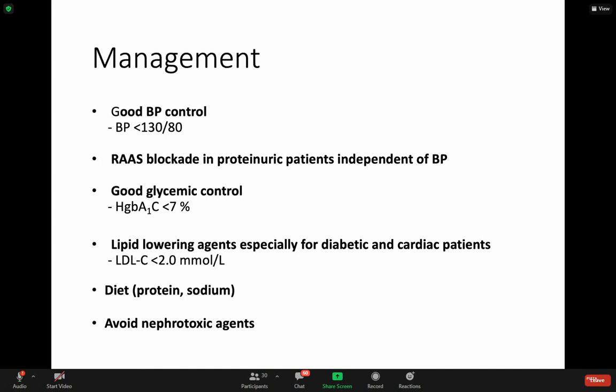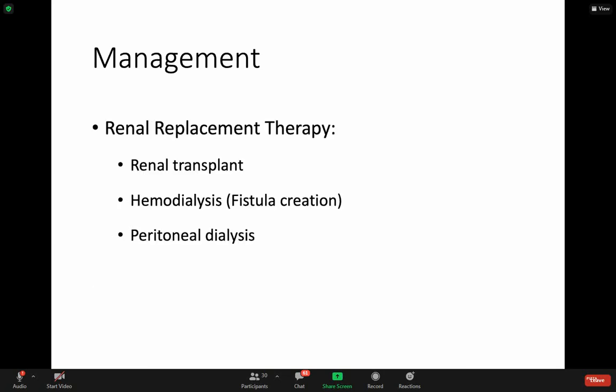IV contrast إلا إذا كانت يعني something you must do it and you don't have an alternative to. Okay. لكن الأصل إنك you avoid حتى ال IV contrast. Okay. مثل ما قلنا عن renal replacement therapy عندنا renal transplant, and this is our choice unless there is contraindication, hemodialysis, and keep in mind that hemodialysis will require fistula creation and the fistula creation will take 8 weeks to get matured, or peritoneal dialysis.